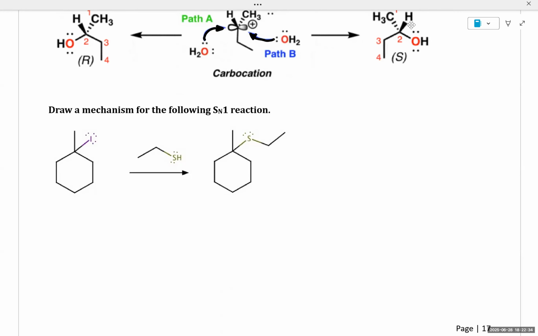So in this case, in the first step, we break the carbon-leaving group bond. That in turn generates a carbocation. From here then, the carbocation is attacked by the nucleophile. That in turn forms a new bond between the carbon and our nucleophile.